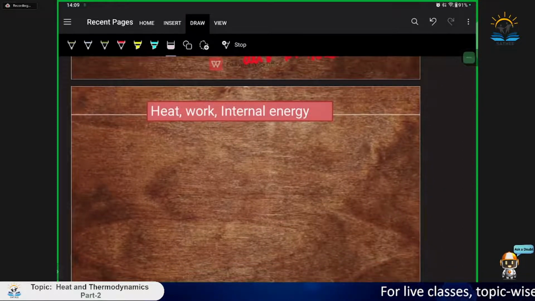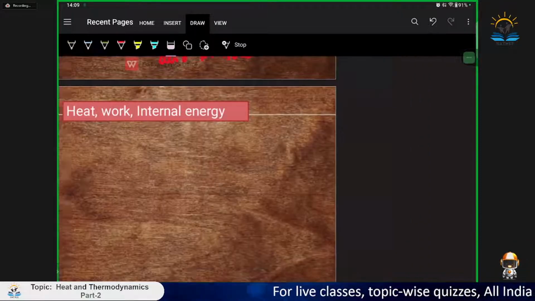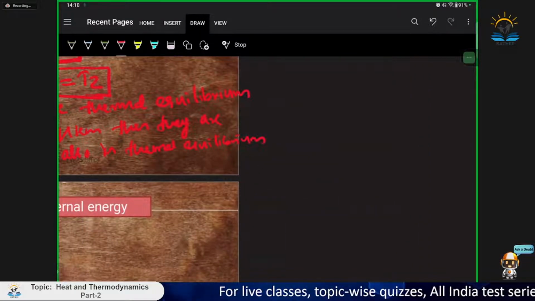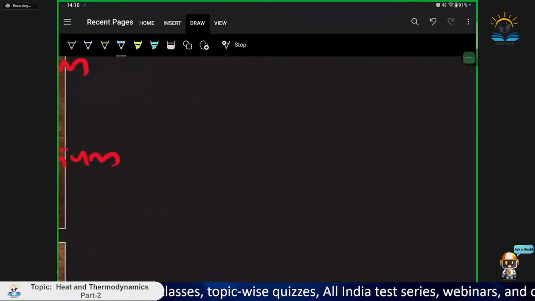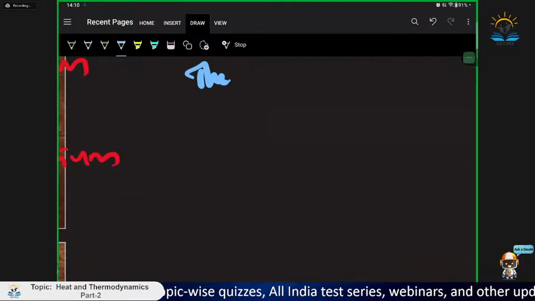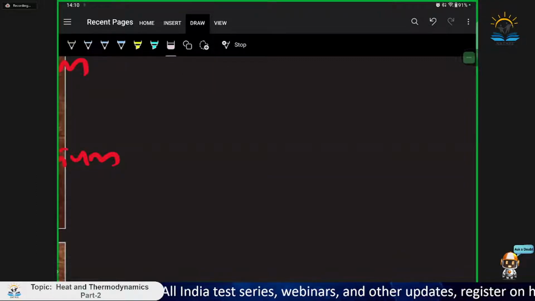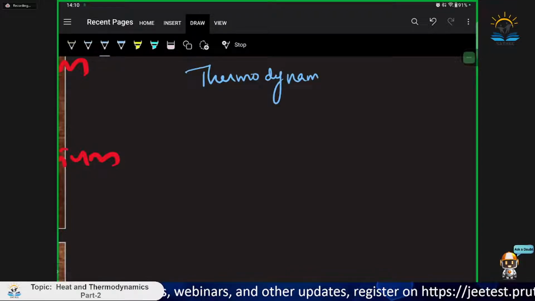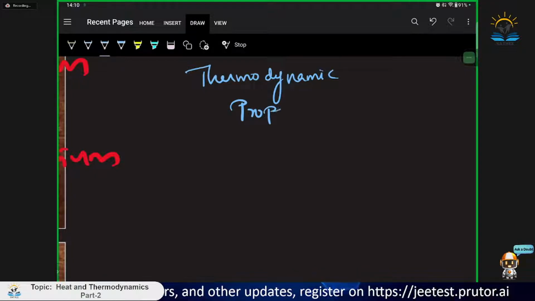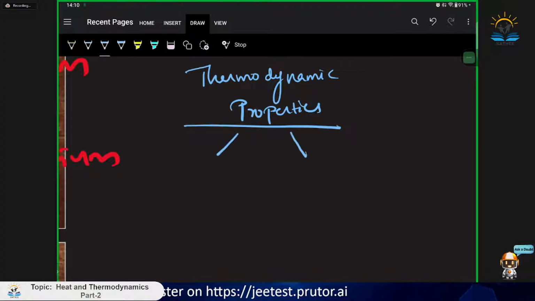Next, let's see some properties. I'm writing here, some thermodynamic properties. The first one is intensive property and extensive property.